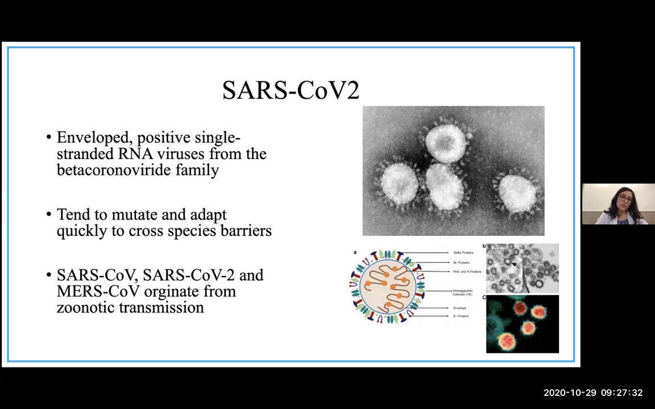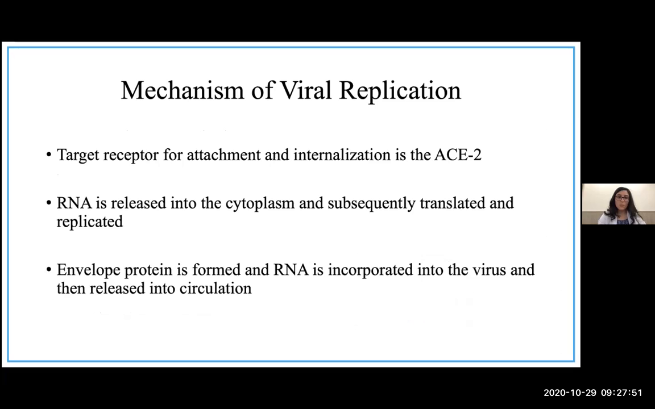it tends to mutate and adapt quickly to cross-species barriers, and there are many types of coronaviruses, such as SARS-CoV, which caused a pandemic sometime in 2002, and SARS-CoV-2, and then there's MERS, which caused an epidemic, and these usually originate from a zoonotic transmission.